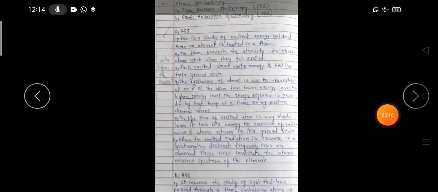The excitation of the atoms is due to the transition of an electron of the atom from a lower energy level to a higher energy level. The energy required is provided by the high temperature of the flame or by electrothermal means. You can use an electrical thermistor also for that particular heating purpose. You got this point? We have to see the basic difference between FES and AAS.